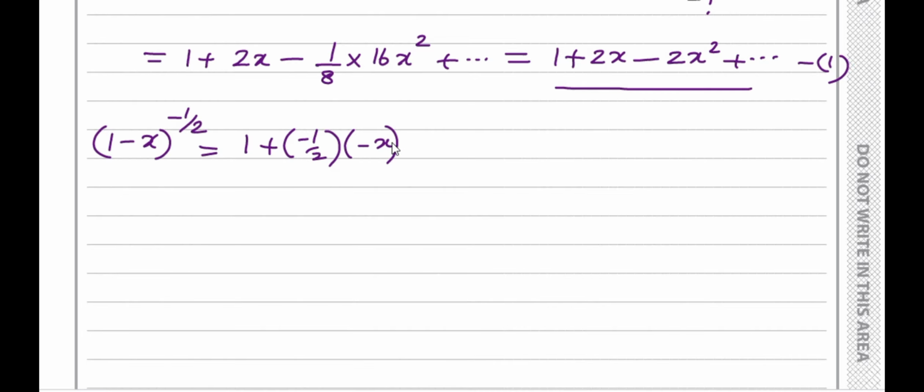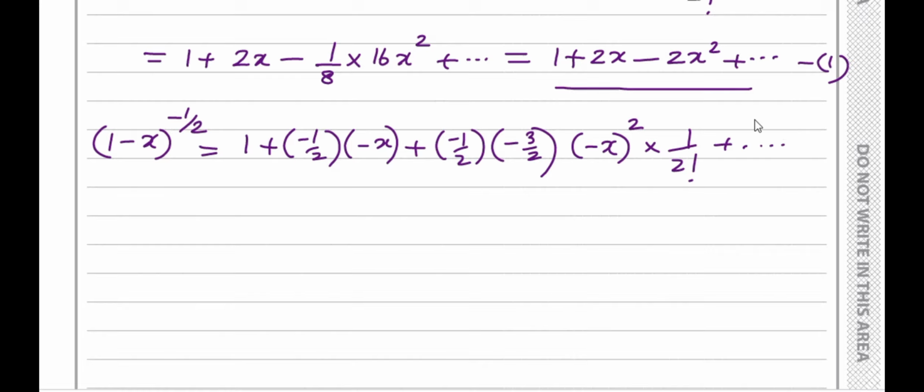Remember to put minus x here. Then plus n times minus half times n minus 1 is going to be minus 3 over 2 times minus x to the power of 2 times 1 over factorial 2 plus dot dot dot. Simplifying this, we get 1 plus x over 2. Minus times minus is plus, and this is also plus, so this will end up as plus. So 3 over 4 and another 2 here, so 3 over 8, and this is x square plus dot dot dot. So that is equation 2.